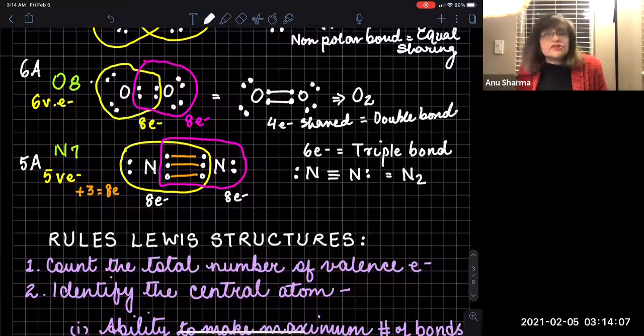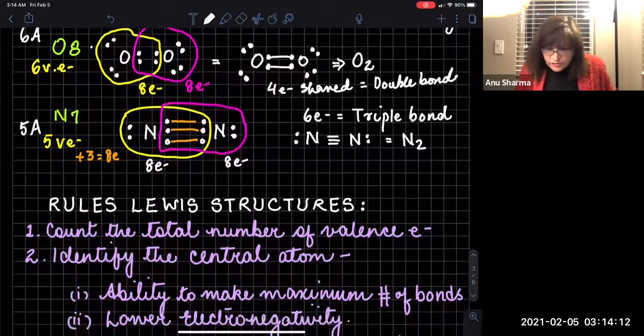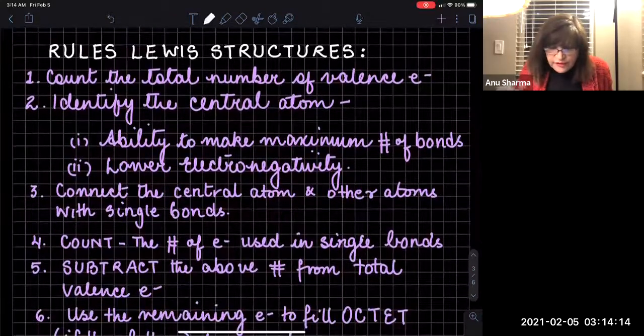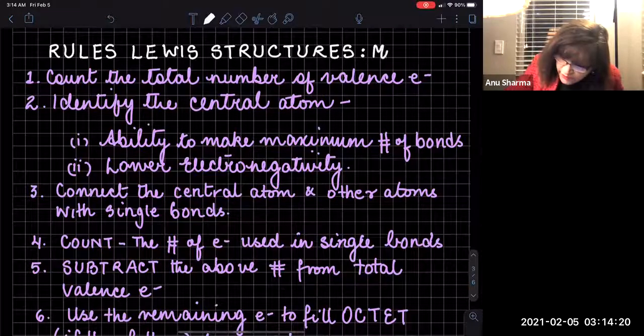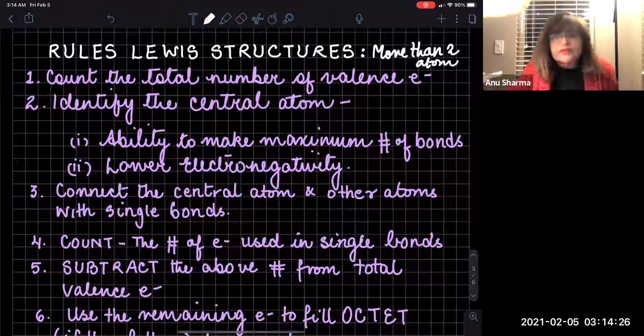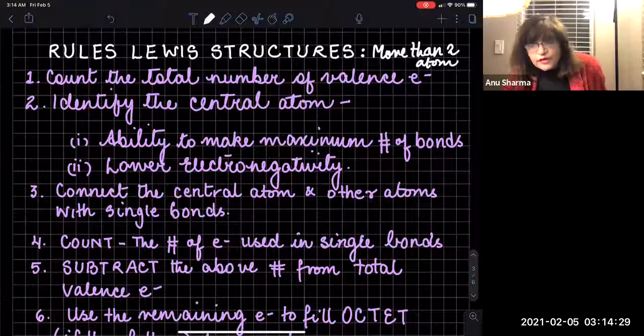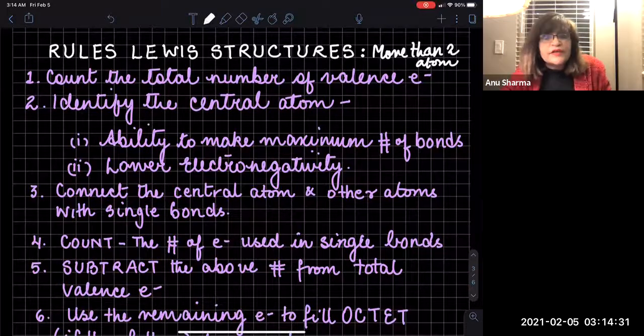So 6 electrons, triple bond, and 2 electrons is a single bond. Okay, now let's look at the rules that relate to the formation of these Lewis structures when there are more than 2 atoms. So it's not diatomic, it's different types also.